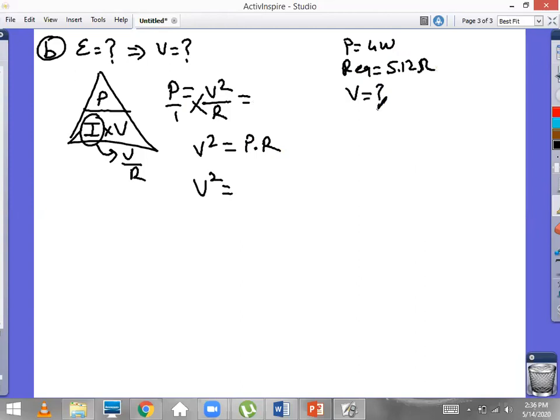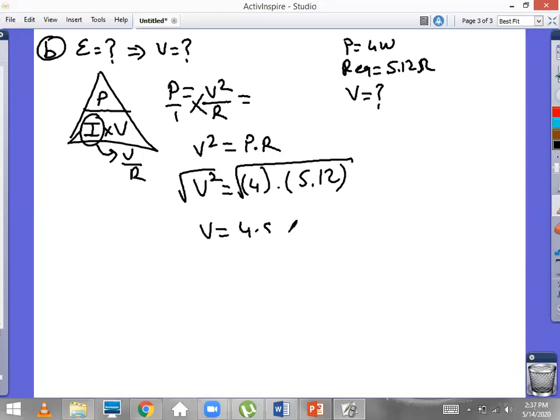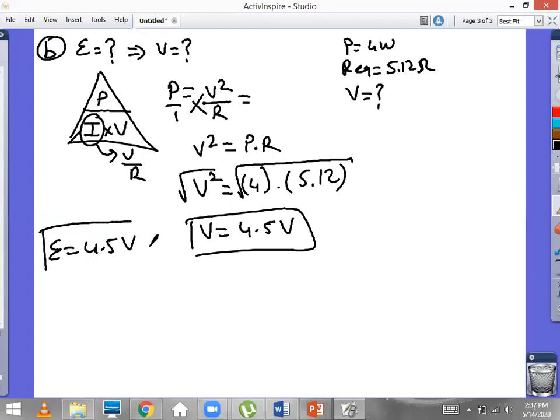So now we are looking for V. Let's put them in the formula: 4 times 5.12. Since it is V square, let's take the square root. So V is the square root of 4 times 5.12. When you take the square root, we're going to get around 4.5 volt. So the V will be 4.5 volt. That is going to be EMF. EMF equals 4.5 volt. This is the answer of B. Okay, any questions?